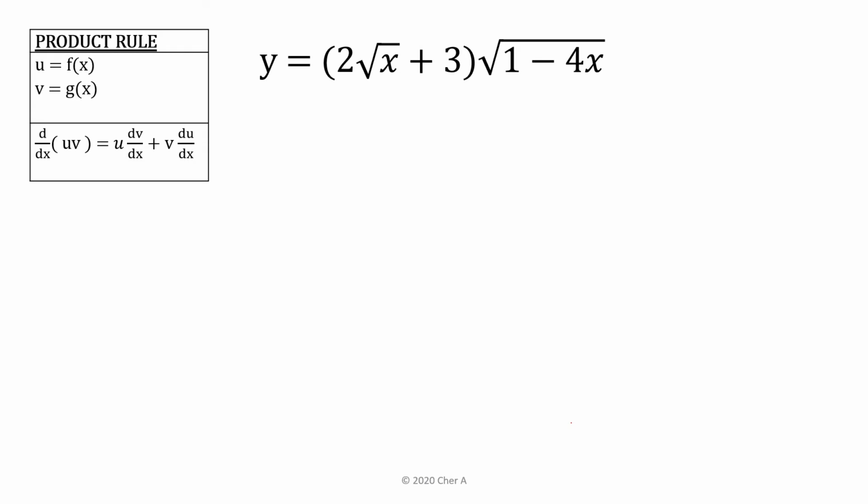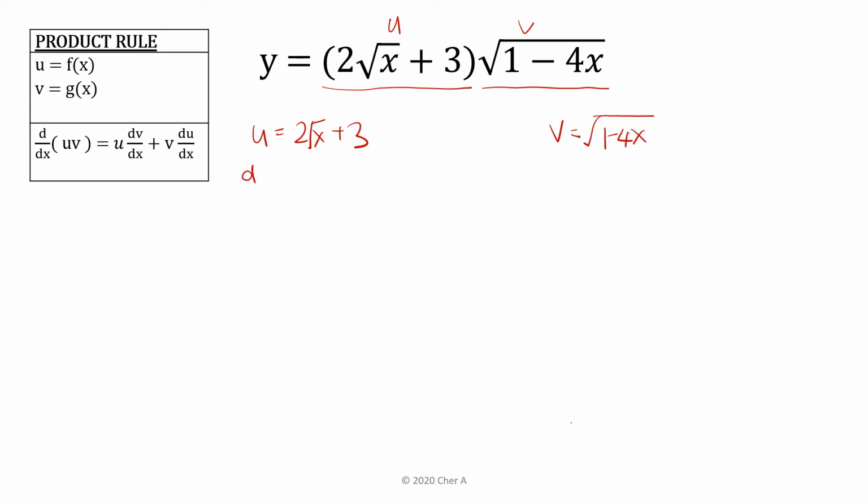Right, so now let's look at another question. In this question, I've added in some surds, some square roots, just to make it look a little bit more exciting. But basically, we are all going to do the same thing. So this is a function of x multiplied by another function of x. So this will be my u, and this will be my v. So writing it out, I have u equals 2 square root x plus 3, and my v equals square root of 1 minus 4x.